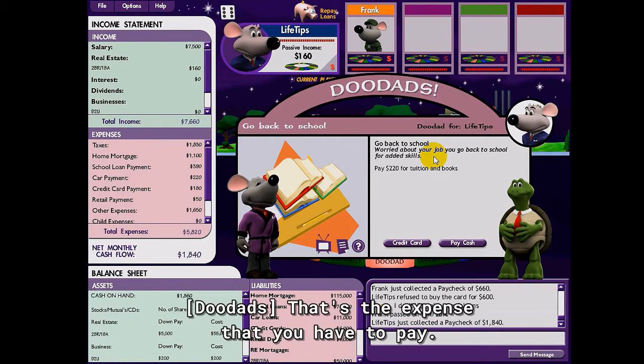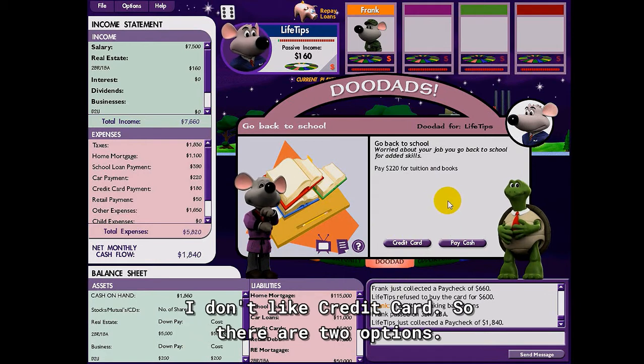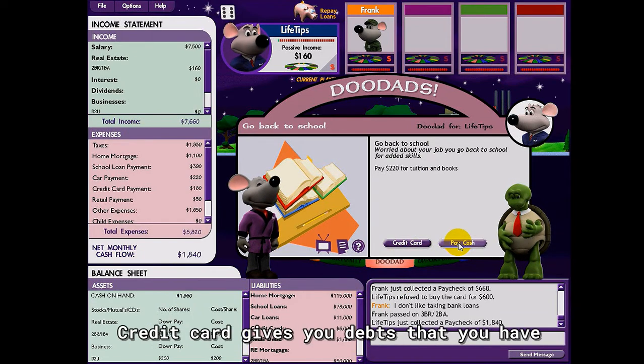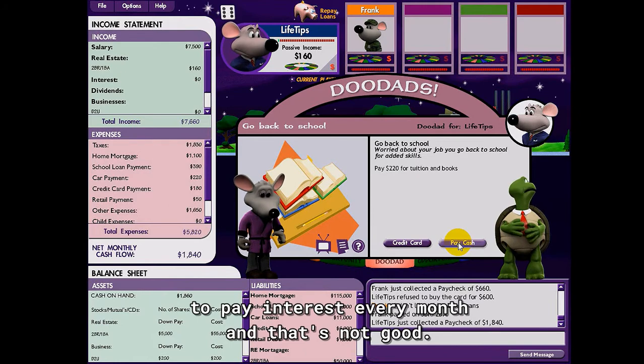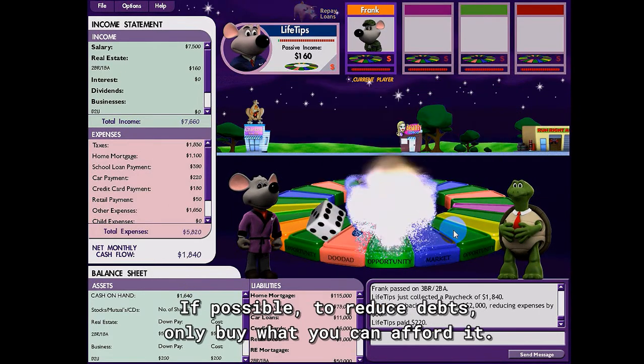Doodad. That's an expense that you have to pay. So, go back to school. I don't like credit cards. There are two options: you can pay by credit card or pay by cash. I have some cash now, so I pay by cash. Credit card gives you debt. You have to pay interest every month, so that's not good. You can pay by cash.